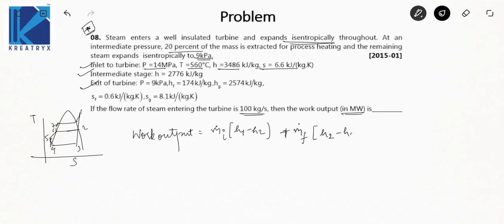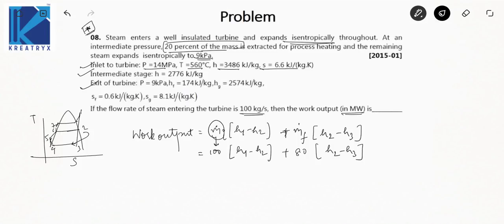Okay, the initial value of m dot I is 100 kilogram per second, h1 minus h2, and how much mass has been extracted? 20% of the mass has been extracted. So what goes in the process from 2 to 3? 80 kilogram per second, h2 minus h3. Okay, now do we know h1, h2 and h3?